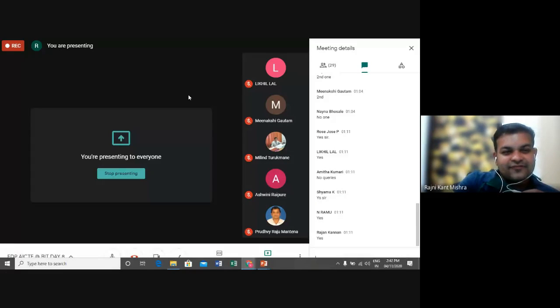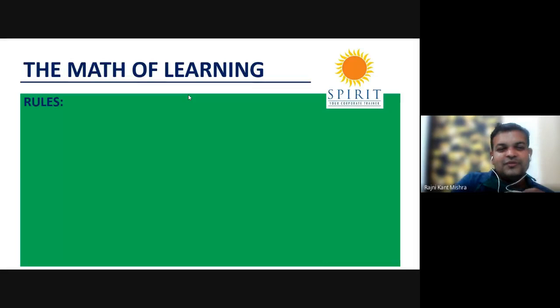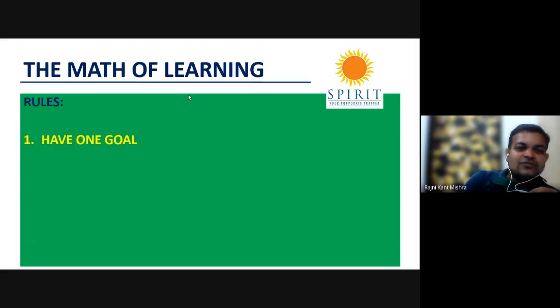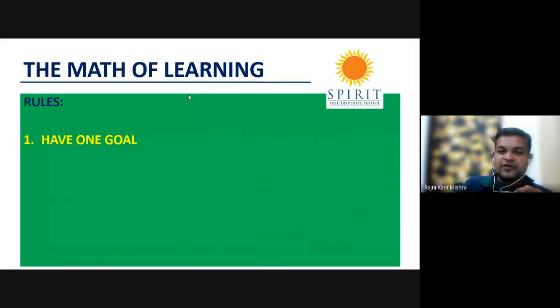So here we see the first rule, that is have one goal. Now, what do we mean by having one goal? We must have listened many times to great discussions where people say that your goal should be specific. When talking about goal setting, they talk about SMART. What is meant by SMART? From S they mean specific. From M they mean measurable. From A they mean achievable. From R, I don't remember, maybe realistic. And from T they say time based, time bound, right? So they have so many things when they talk about goal setting.